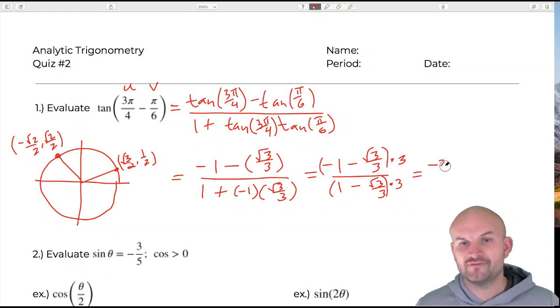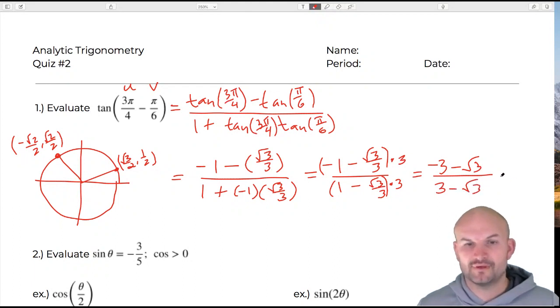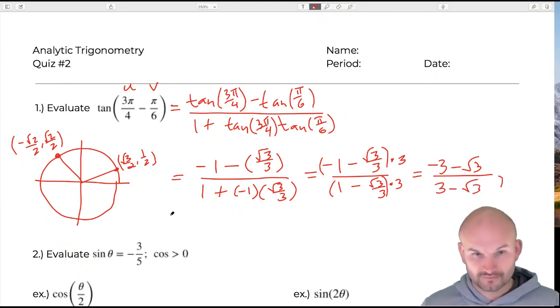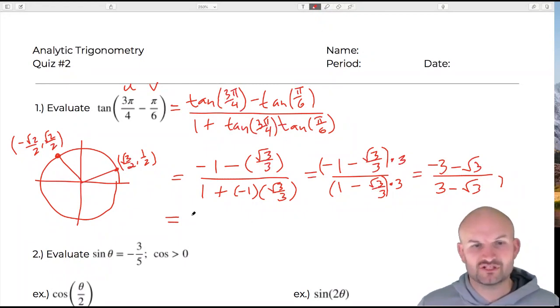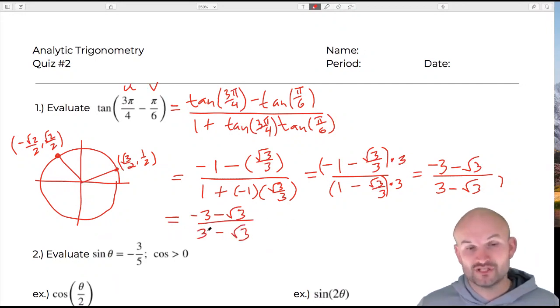So therefore I get a -3 minus the square root of 3 all over a positive 3 minus the square root of 3. Now, we can go back here, and now our next step is, I'm just showing all my work, so I'm taking a little bit longer to do here. So now, to get rid of our radical in the denominator, we're going to multiply by the conjugate. So therefore, I do 3 plus the square root of 3.